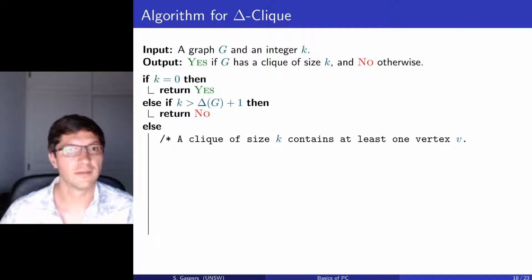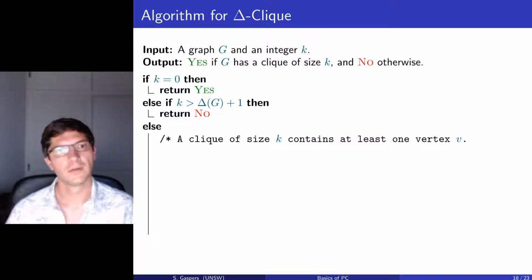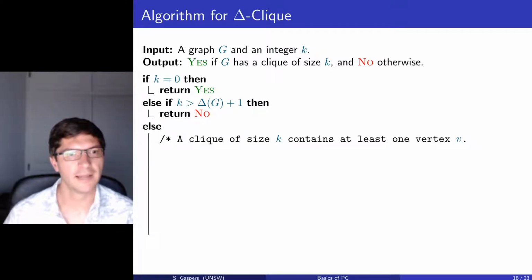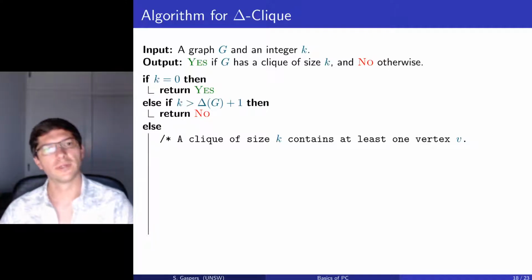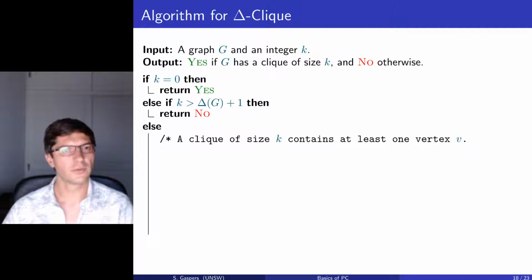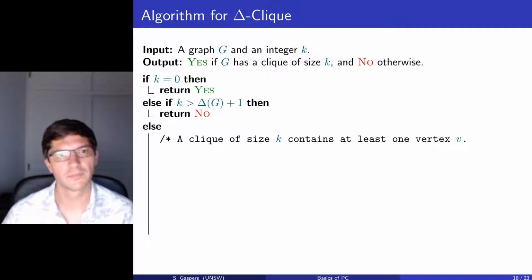And this is the basis of this algorithm. So the algorithm has as input a graph G and an integer k. It outputs yes if G has a clique of size k and no otherwise. So the algorithm has two halting rules. The first one is k equals 0. So then we just need to check whether there exists a clique of size 0 in the graph, and the clique of size 0 is just an empty set. So we can immediately return yes.